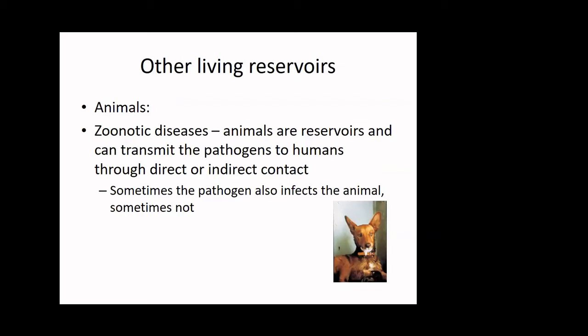Animals, we talked a little bit about zoonotic diseases already. Animals are reservoirs as well, and they can transmit zoonotic diseases to humans either through direct or indirect contact. Sometimes the pathogen also infects the animal, like rabies, but sometimes it doesn't.